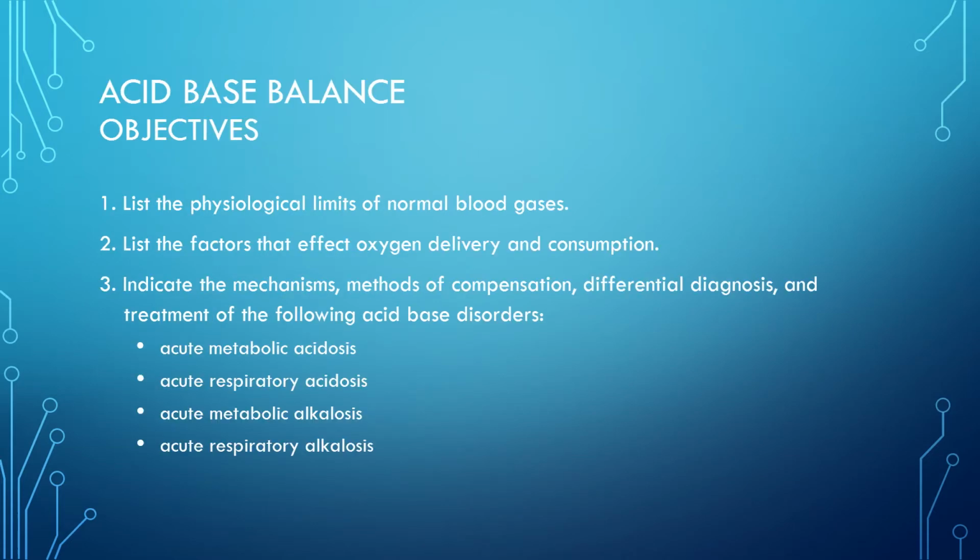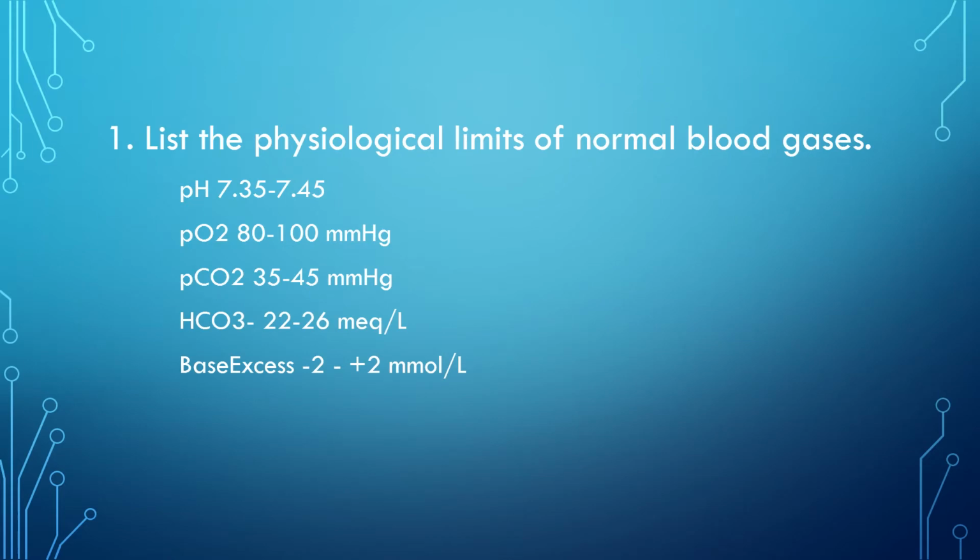Next section of the presentation deals with acid-base balance. The objectives are to list the physiological limits of normal blood gases, list the factors that affect oxygen delivery and consumption, and indicate the mechanisms, methods of compensation, differential diagnosis, and treatment of the following acid-base disorders. And these are metabolic and respiratory acidosis and metabolic and respiratory alkalosis. These are the physiological limits of normal blood gases: pH 7.35 to 7.45, PO2 80 to 100 millimeters of mercury, PCO2 35 to 45 millimeters of mercury, and bicarbonate 22 to 26 milliequivalents per liter. And the base excess is reported from -2 to +2 millimoles per liter.